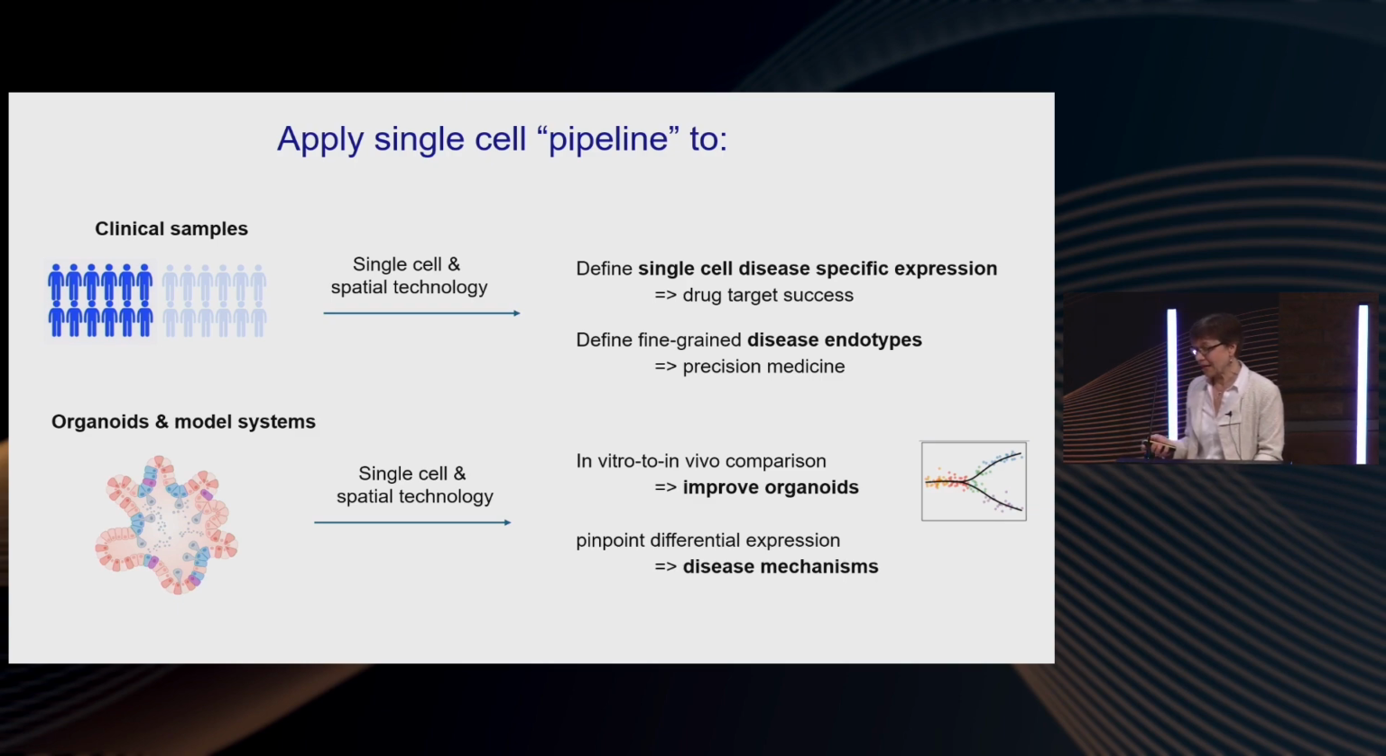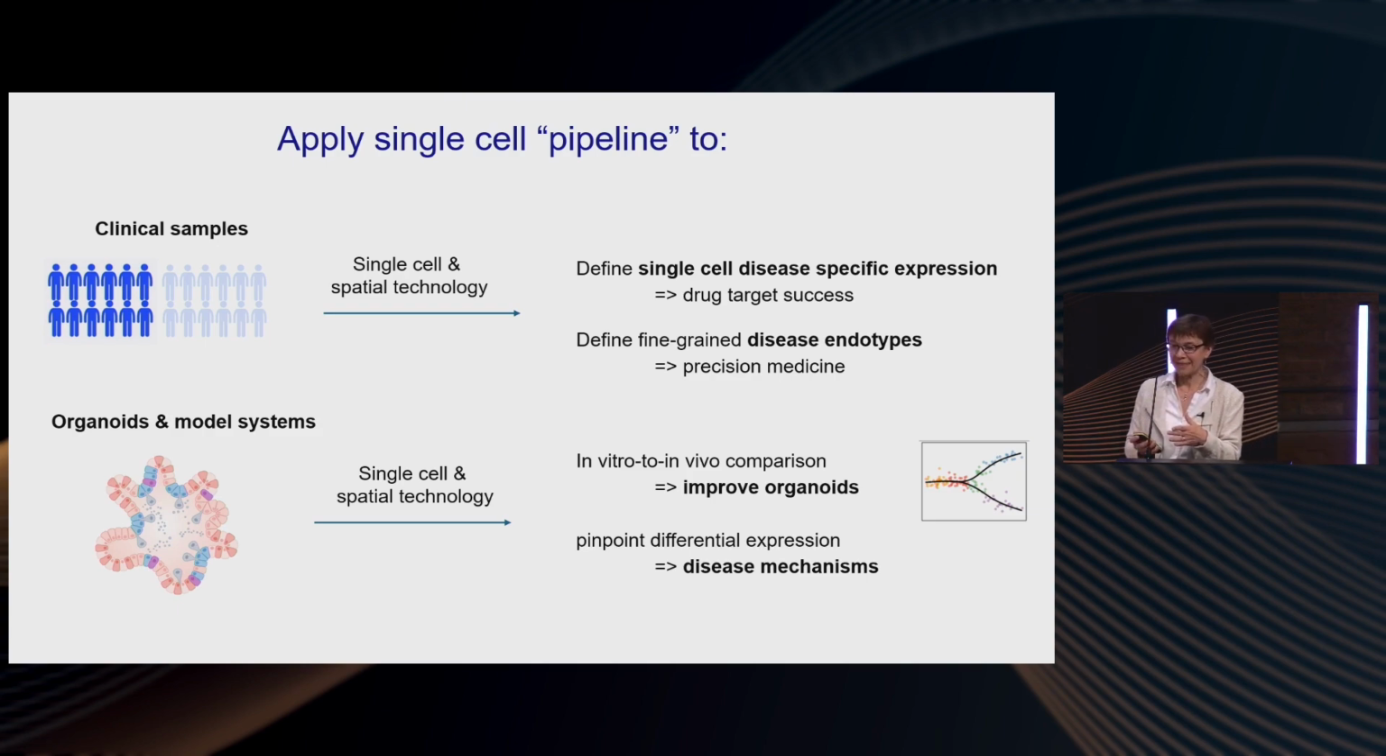And then the other area in which we believe we can really apply this is organoids and model systems. So in the lab, we've not just studied the adult lung, but there was recently published a paper on the developing lung in the first and second trimester of development. And that, of course, gives us a blueprint for how the lung develops normally in pregnancy.